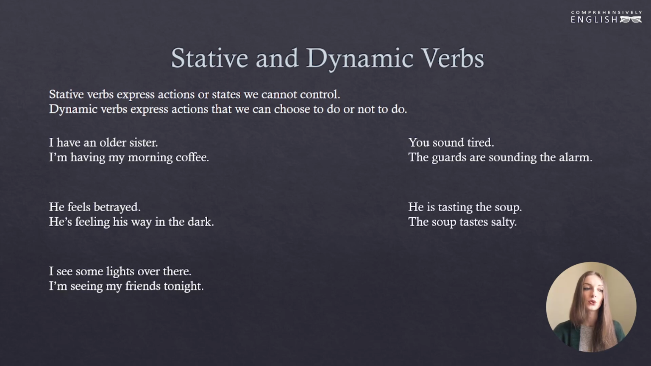He's tasting the soup and the soup tastes salty. The first sentence here is in the present progressive tense because to taste, something like to try food, to see how it tastes, yeah, to feel the taste, is an intentional action. So it's a dynamic meaning of this verb. The soup tastes salty is a state. It's a state of the soup. It's a stative verb. So we do not use any continuous form here.